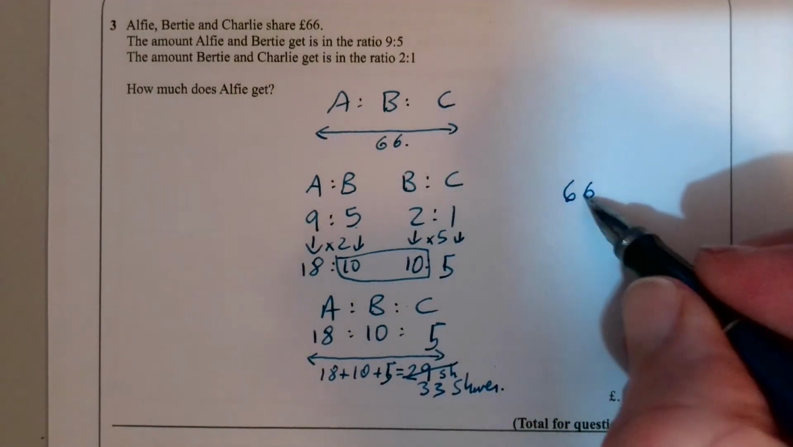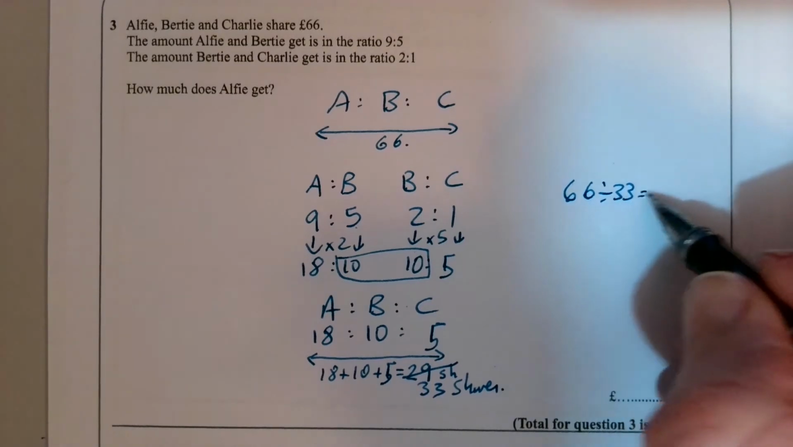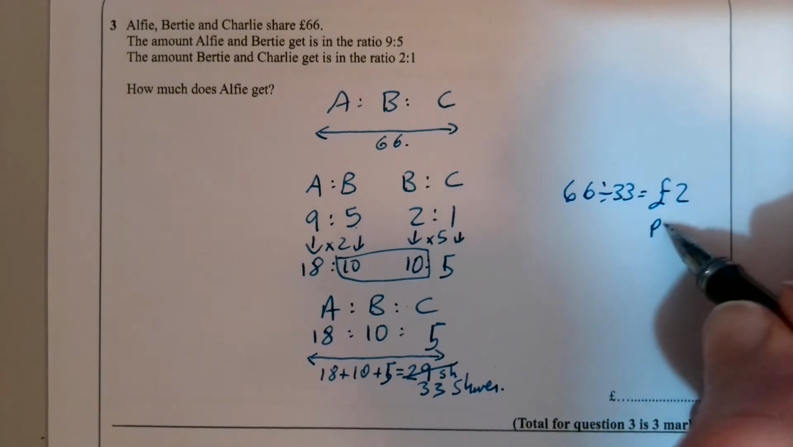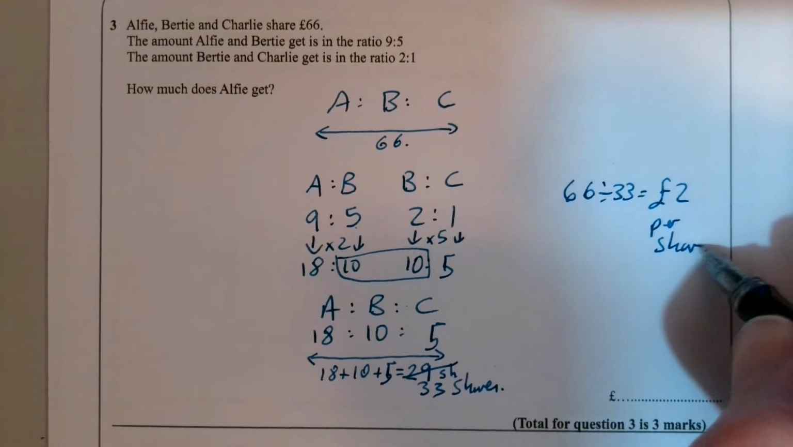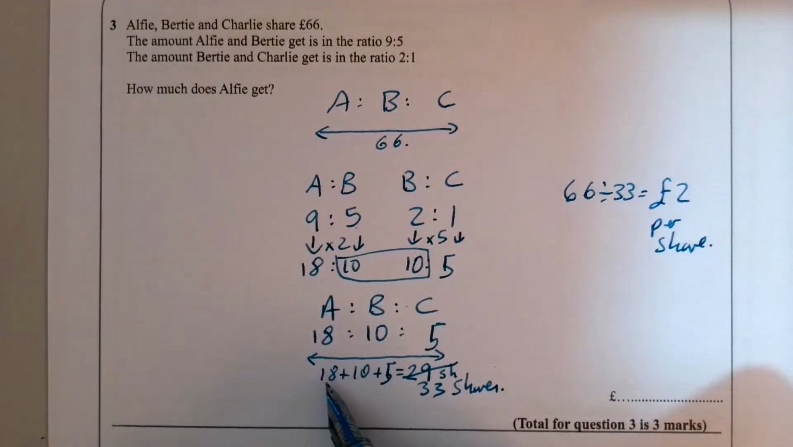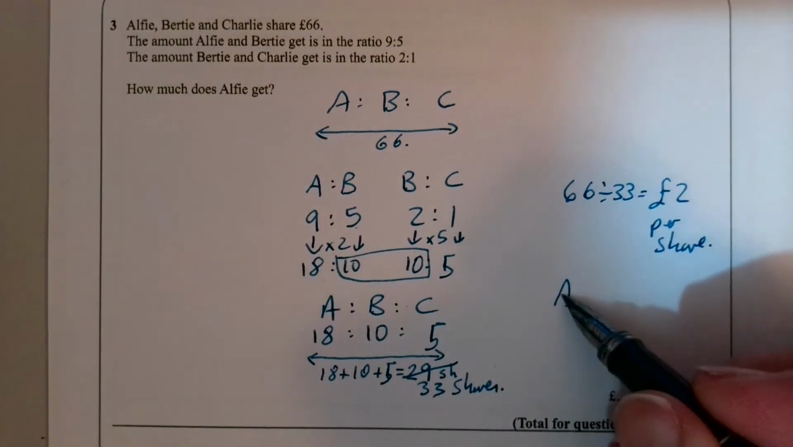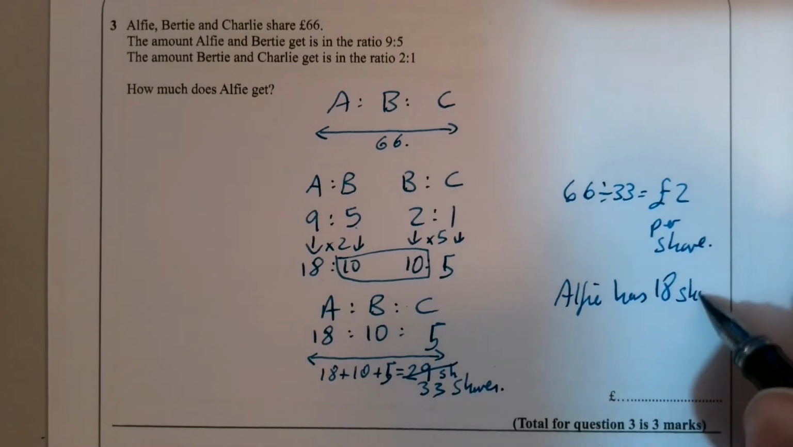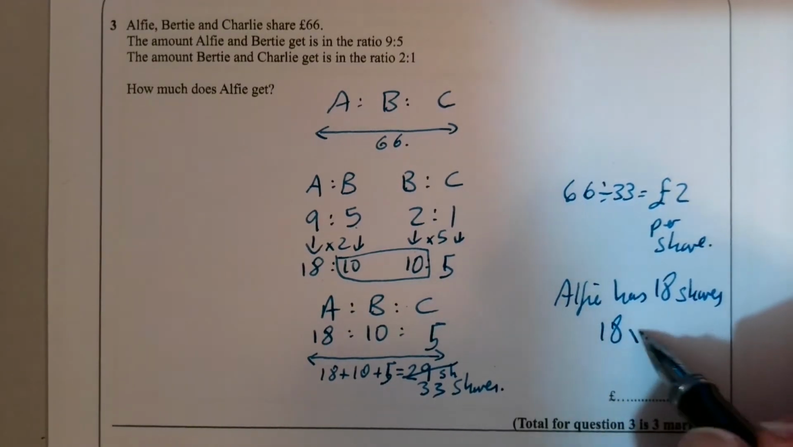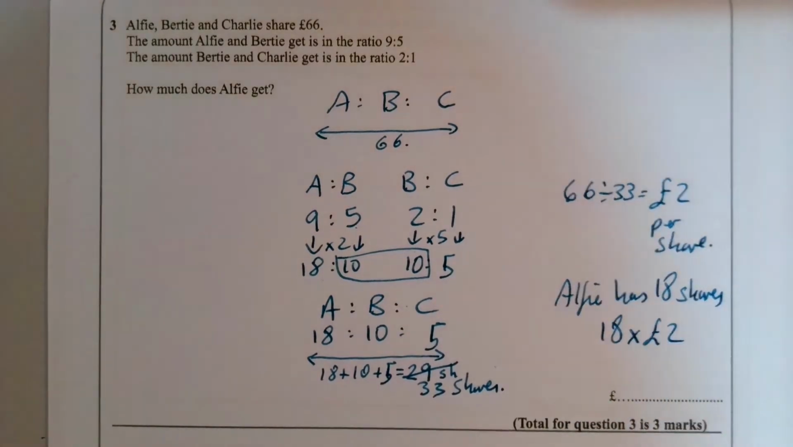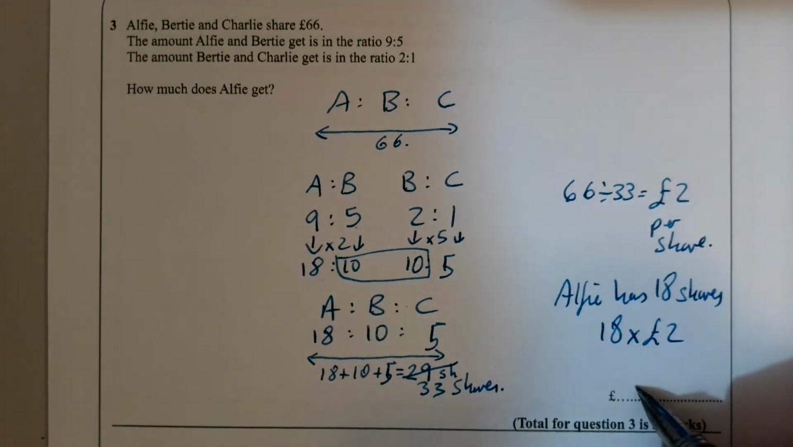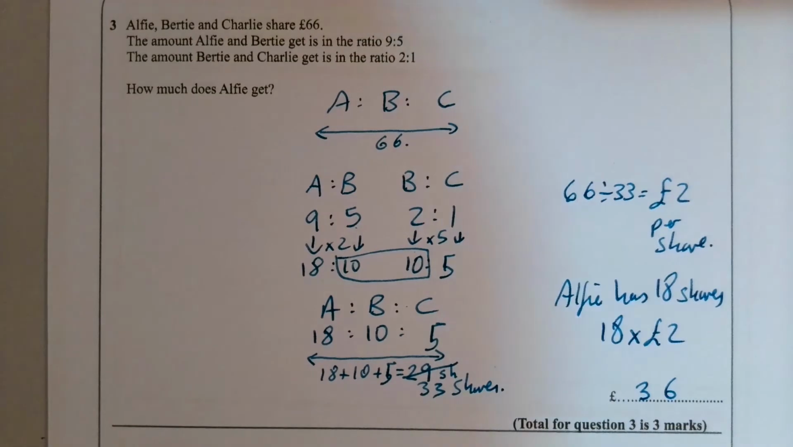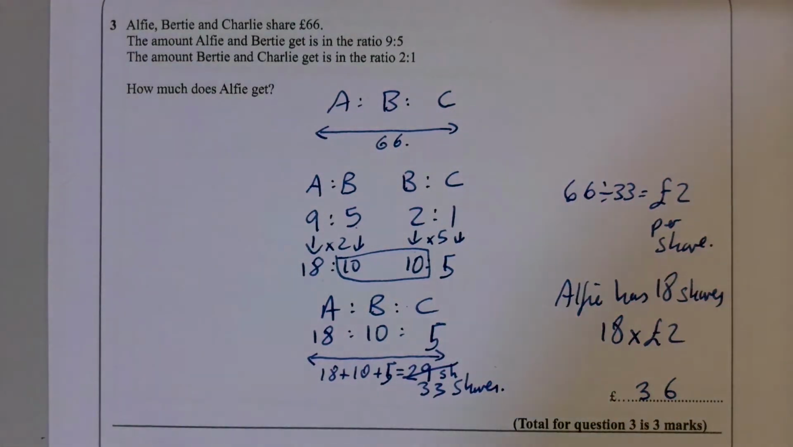So 66 divided by 33 equals £2 per share. And Alfie gets 18 shares. So Alfie has 18 shares. So every share is worth £2. So 18 times 2 is £36. Now you might have done that a neater way, in which case, well done you.